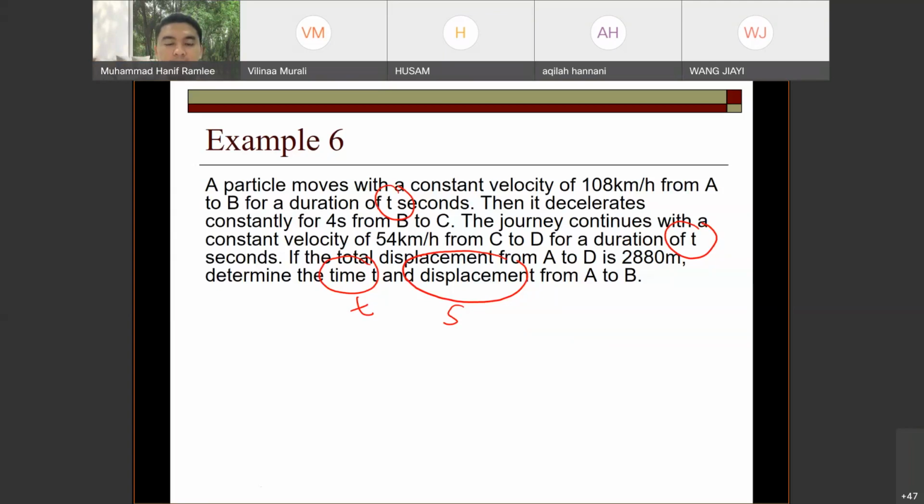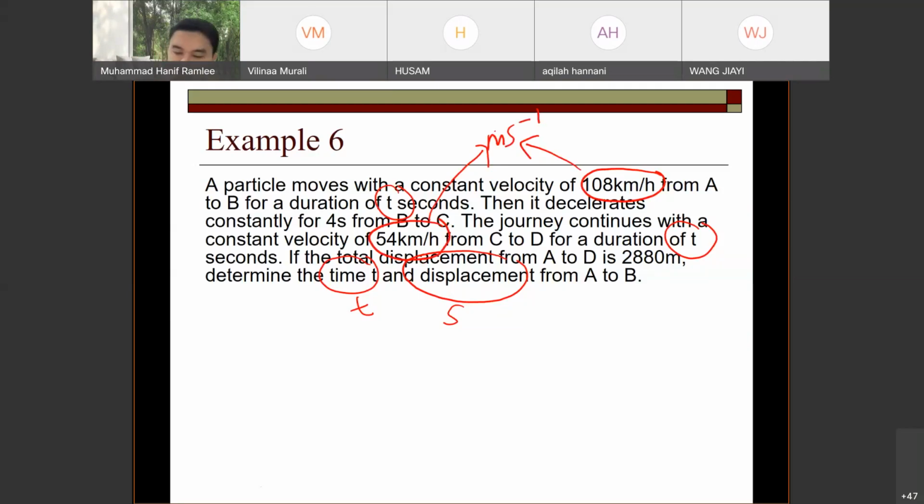You have to draw it. But I have to remind you again that the units here should be converted into the SI unit. The units here should be converted into seconds, and into meters per second.